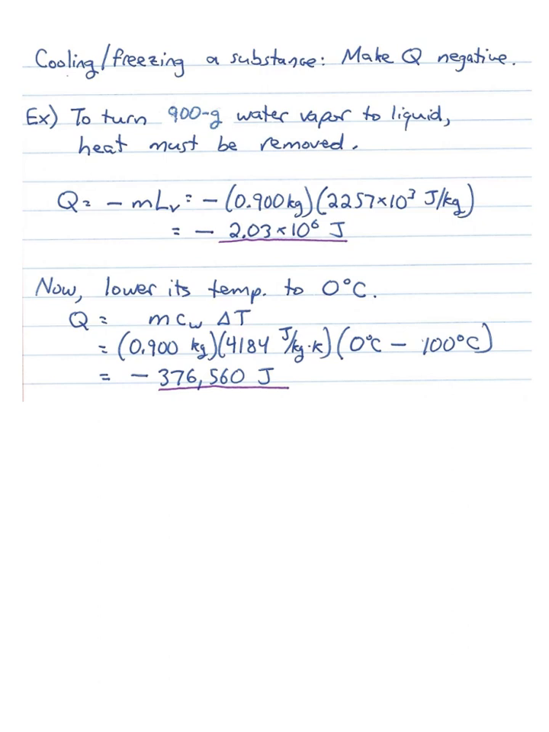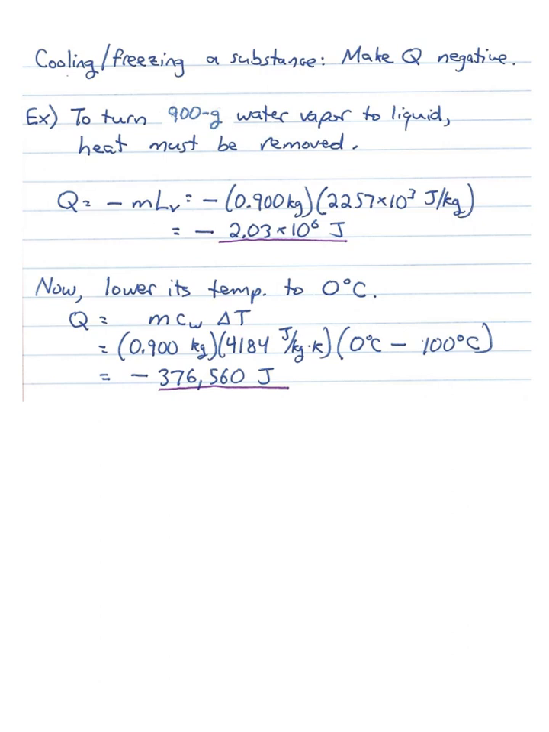Here we have to arbitrarily add in a negative sign if we are condensing from a gas to a liquid, or if we're freezing from a liquid to a solid. We need to show that Q is negative because we're not putting in heat, we are extracting heat. And the math works the same, but you have to make Q negative to show that we're extracting the heat.